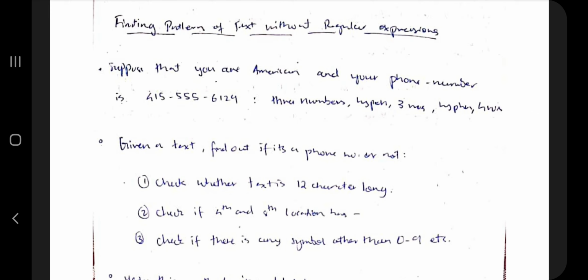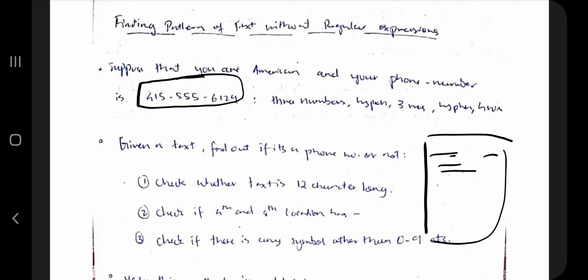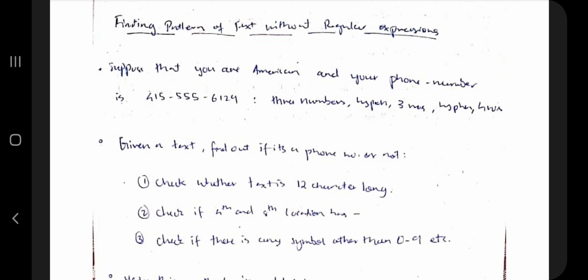Suppose that you are an American and you have your phone number as 3 digits followed by a hyphen, then 3 digits followed by a hyphen and 4 digits. This is the way Americans have their phone number. So consider searching for a phone number in a document, where text is written and in between one phone number is written. You have to search for this phone number among this text. How can you search without using regular expressions?